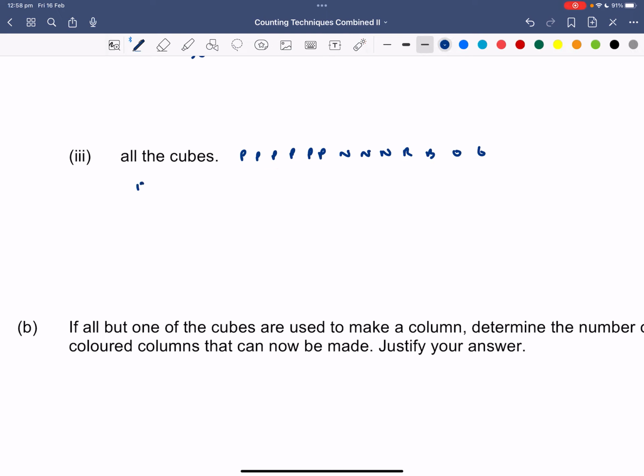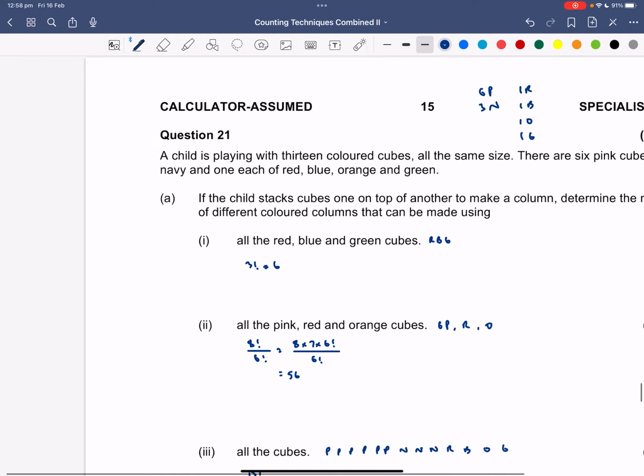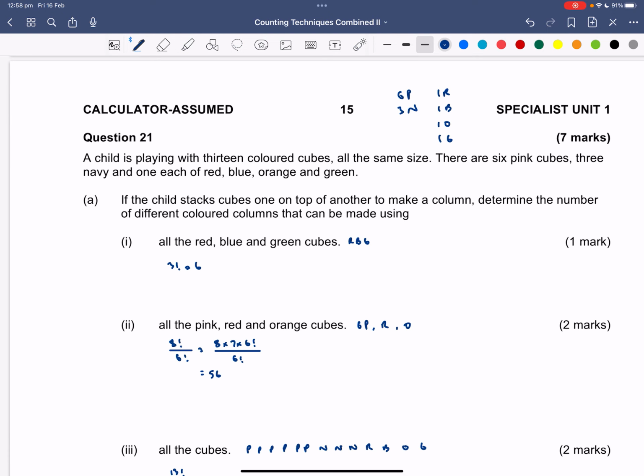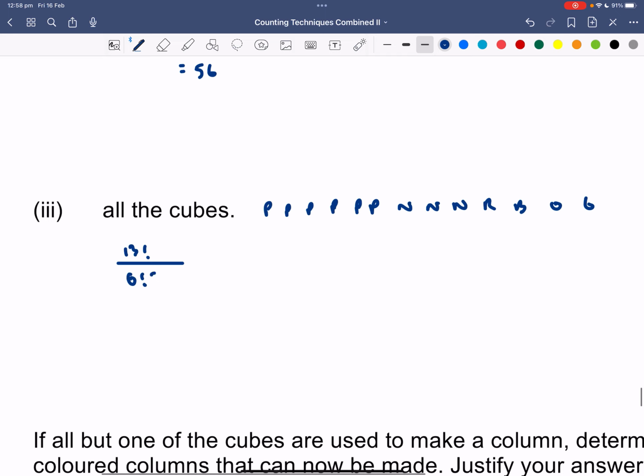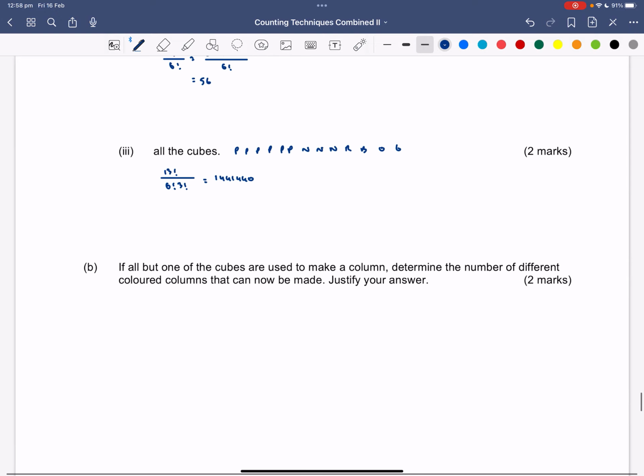So 13 factorial, but double ups. We have 6 factorial double ups for the pink. And what was the N? 3 navy. So 3 factorial for the navy. And that's basically 1,441,440 different arrangements. Now the next question is very, very good.